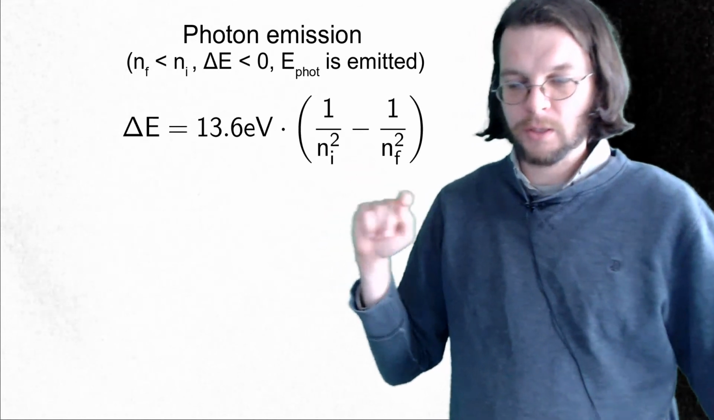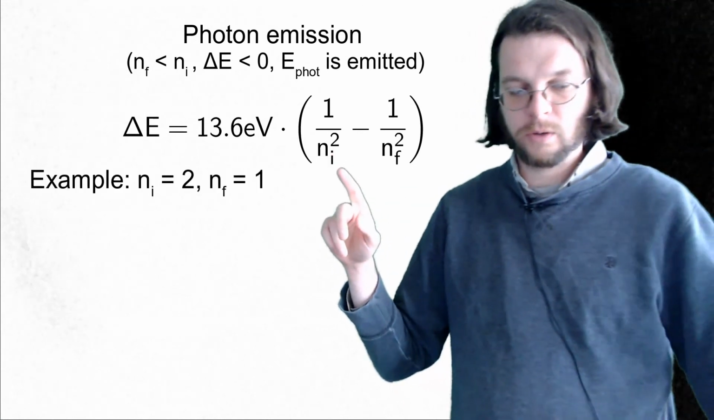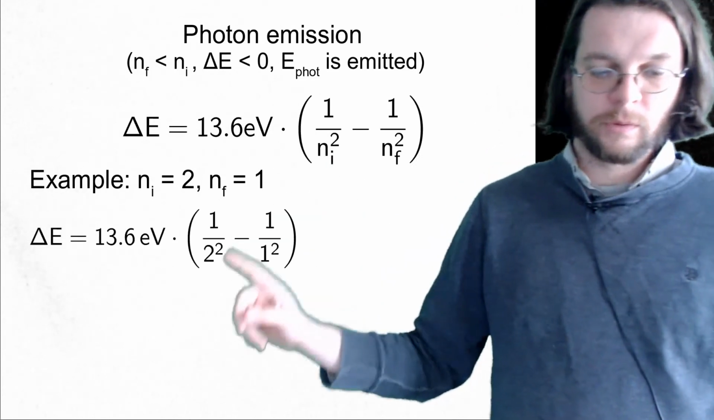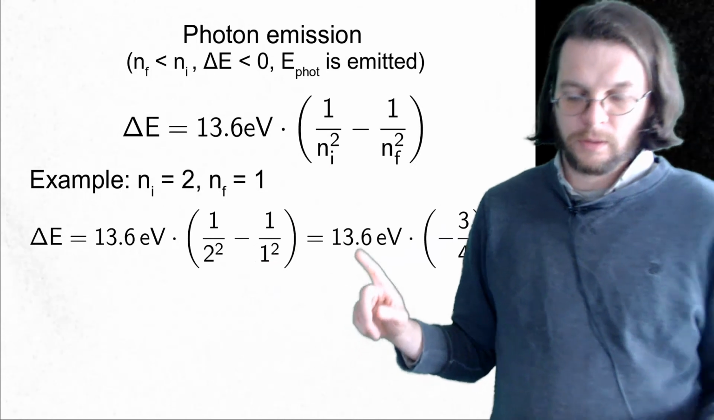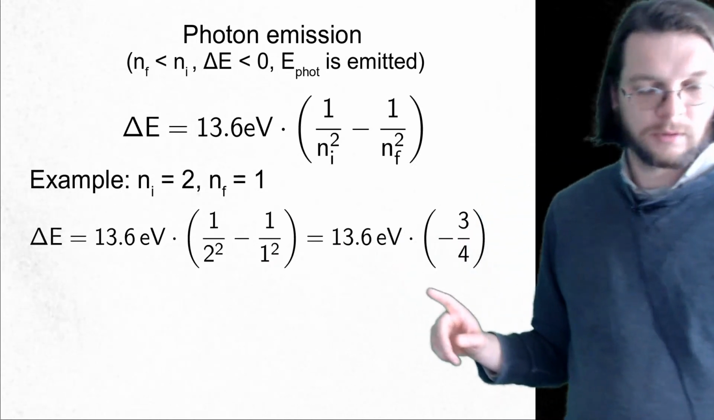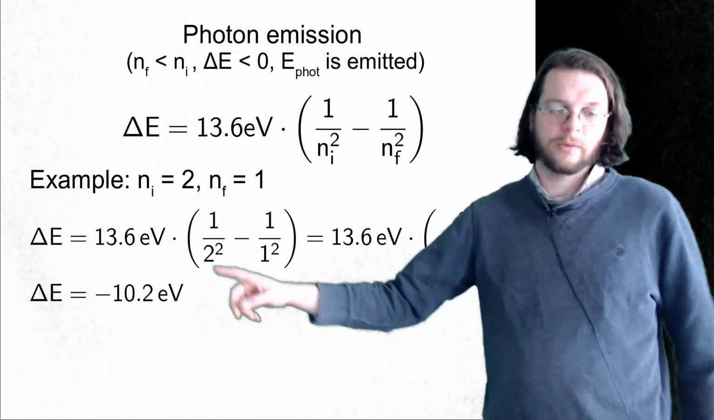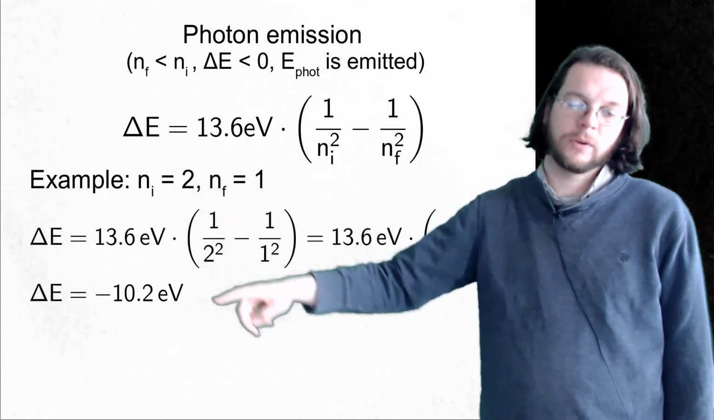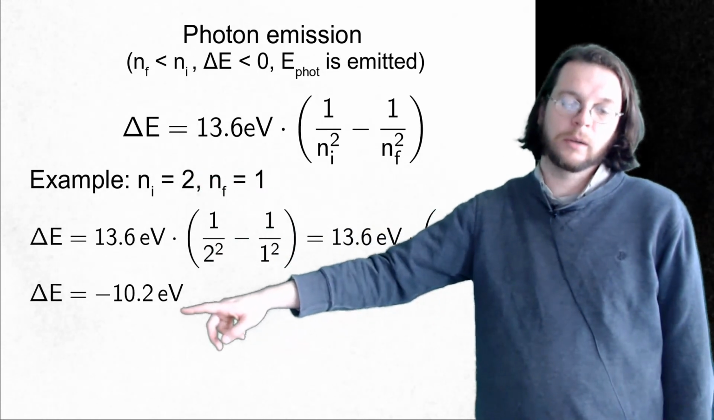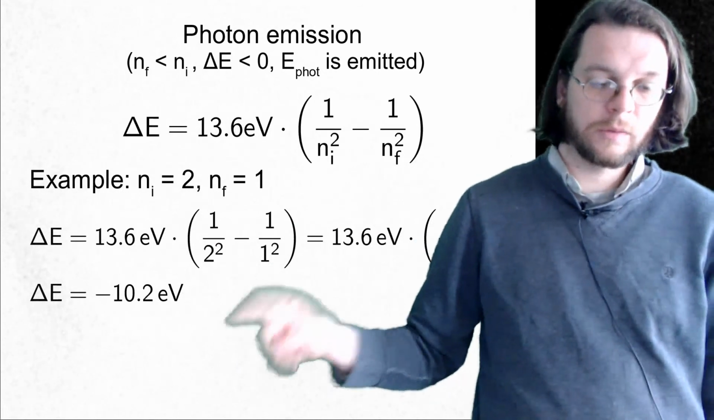Imagine this is like 2, so 1 over 4 minus 1 over 1. That gives us minus 3/4 times 13.6. And so if our electron is going from the second level to the first, it's losing 10.2 eV of energy, but energy is conserved, and this is the energy of the photon that gets emitted.